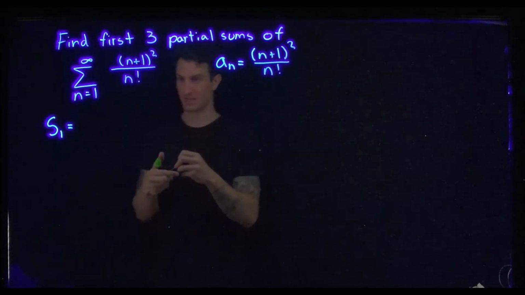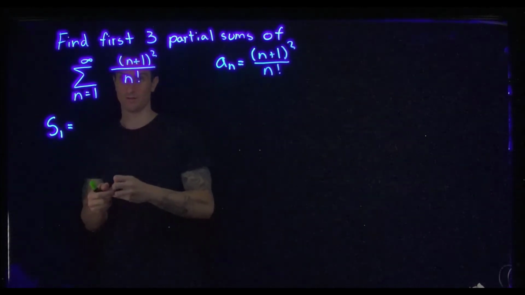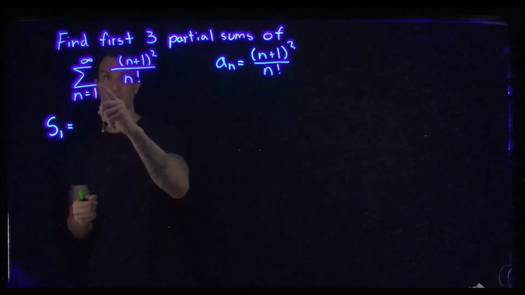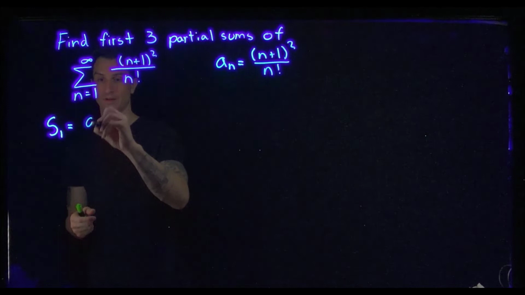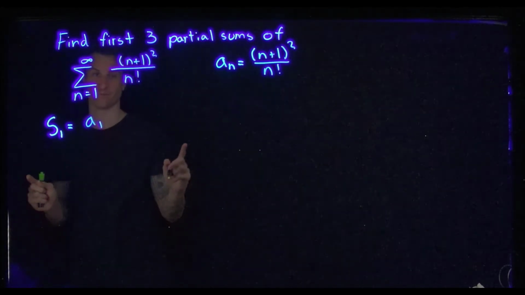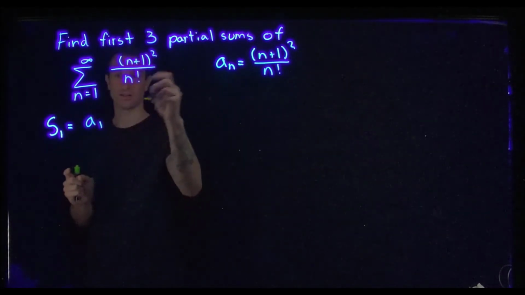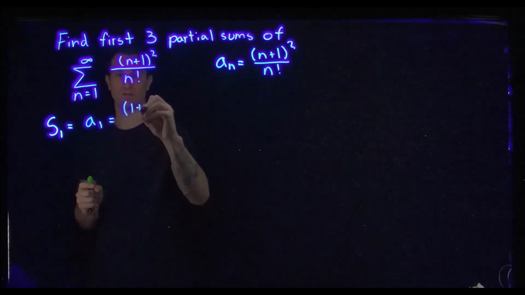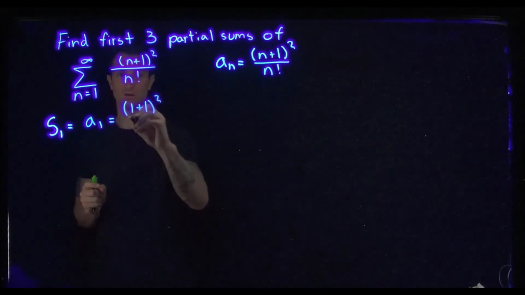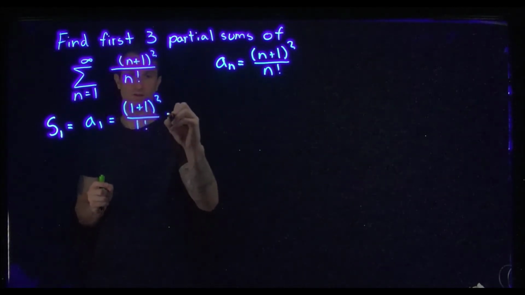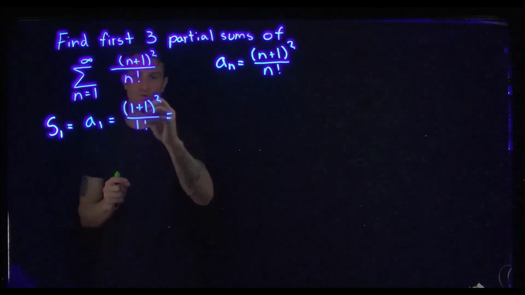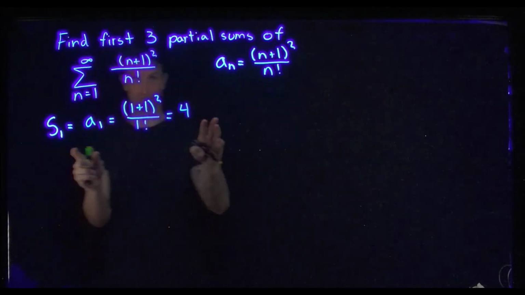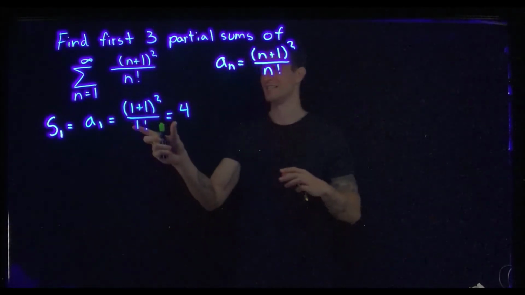Right, I'm referring to the sequence. So for our very first one, let's just write out what it is. In this case, this is just going to be the sum of our first term, so it ends up just being A1. I need to plug in 1 here, and what do I get? I get (1 plus 1) squared all over 1 factorial, which is equal to 2 squared, 4 over 1, so 4. Again, this should seem familiar from when we did sequences.